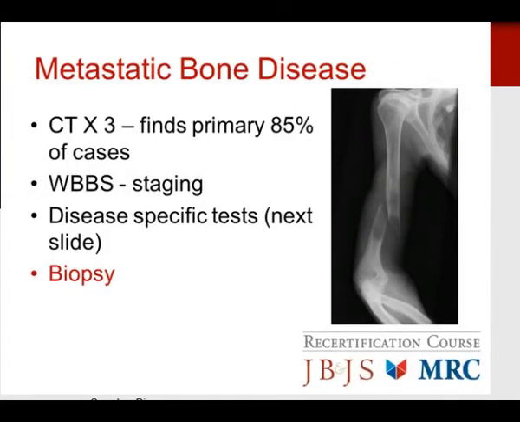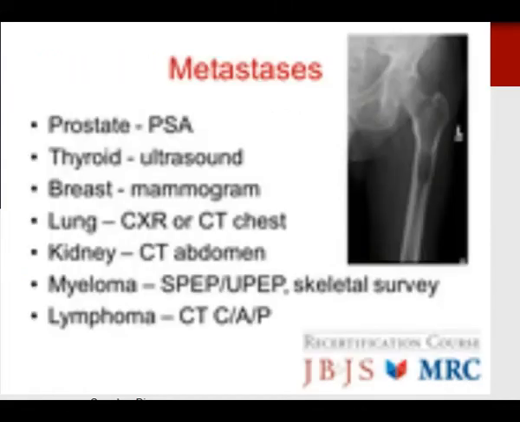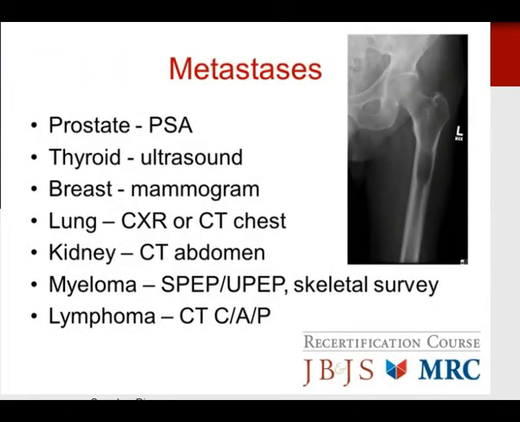So in a patient who presents with a new lytic lesion in the bone, a biopsy is necessary to make a diagnosis. We can use some clues to help guide us as to the origin of the lytic lesion: PSA for prostate, ultrasound for thyroid, mammogram for breast, a chest x-ray or a chest CT for lung. A CT scan of the abdomen will locate the primary lesion when renal cell carcinoma is present.